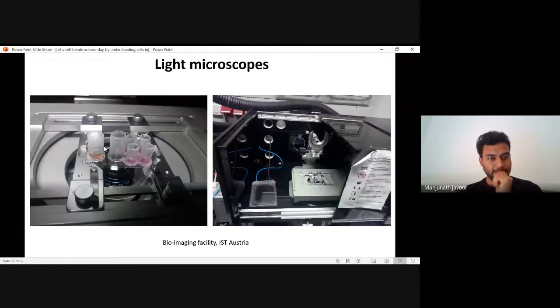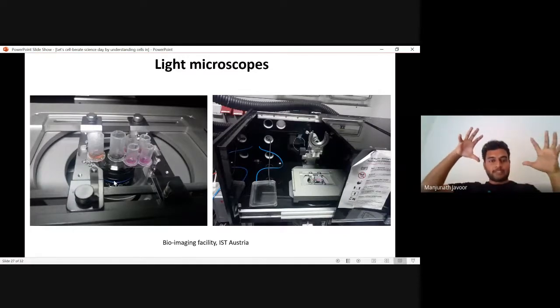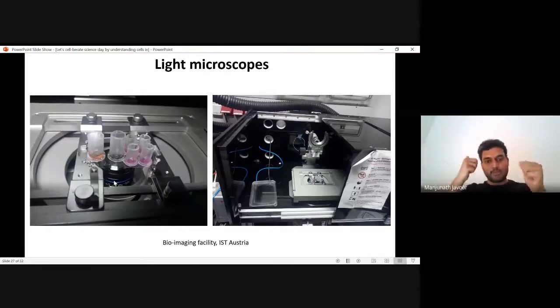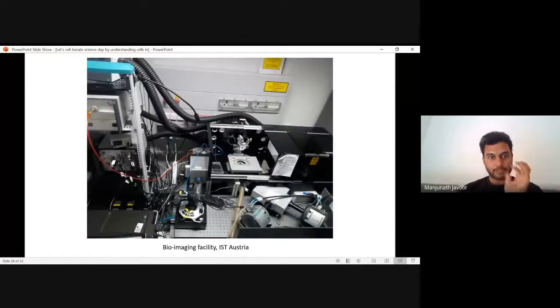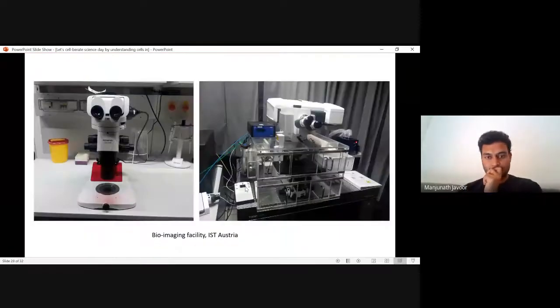that I was running last week. In these wells, I have put cells. These solutions that you see, pink and red, have a lot of cells inside them. You put it on this and there's a lens at the bottom that will give you a zoomed image of the cell, whatever you are seeing. You can make movies, you can look at the cells and their behavior. That's the bioimaging facility that we have here.